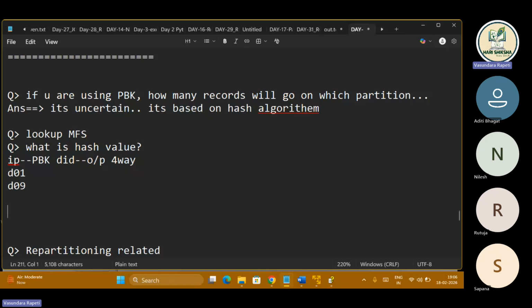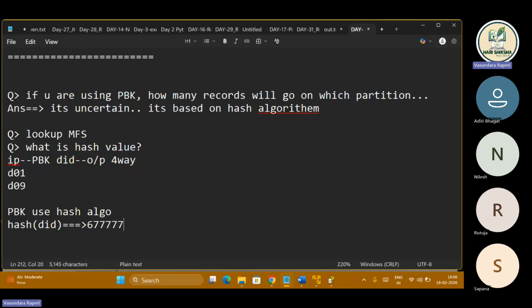No idea, right? Okay, then it's using a hash algorithm, like PBK uses a hash algorithm, and then modulus 4. So what is a hash algorithm? A hash function. If you give it any key, it will give you some number, a random number, but the same for the same key. Suppose the first key is D01. It generates some number like this. And what will PBK do? PBK will take this hash modulus 4, if it is 4-way.